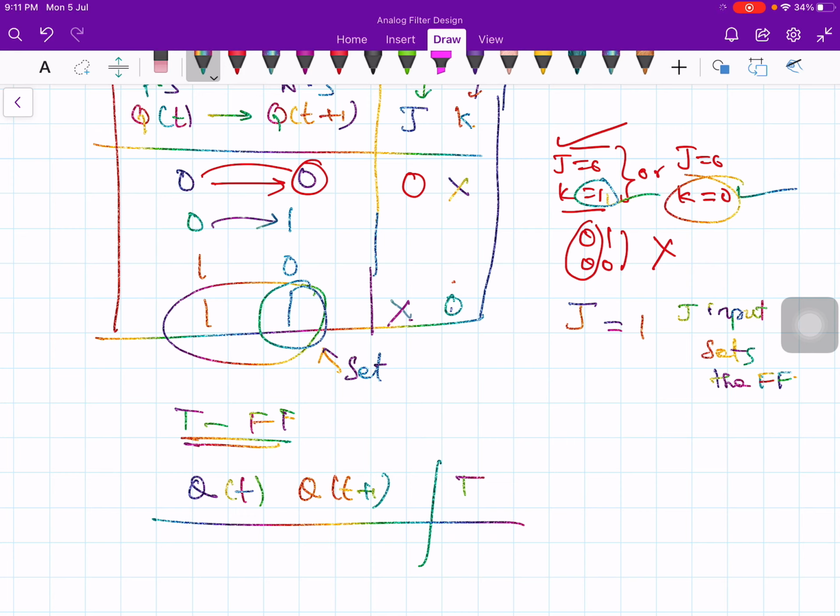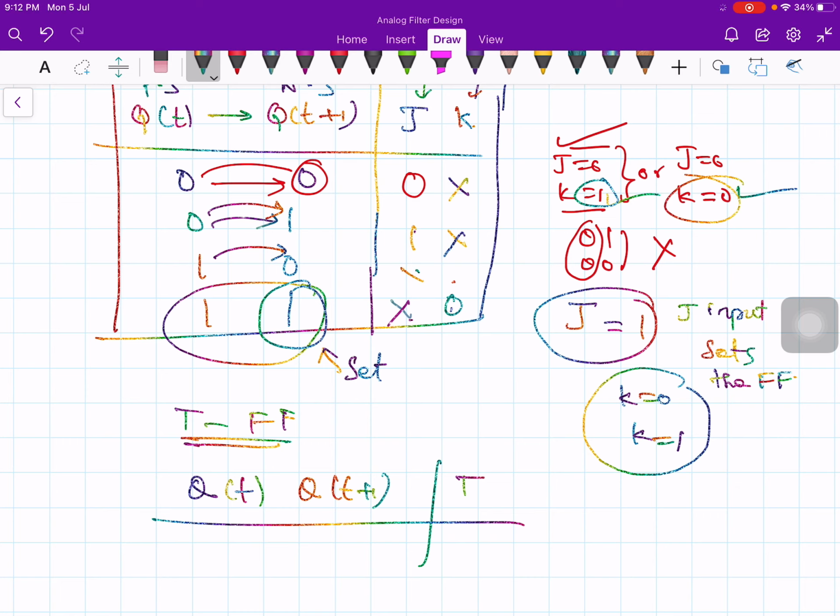Why? If K is 0, no problem. If K is 1, what happens? It is toggling. Toggle means what? 0 to 1, you are complementing. Therefore, K can be 0 or 1, but J must be 1. So 1X. If you look at 1 to 0, it will be X1. That's it.